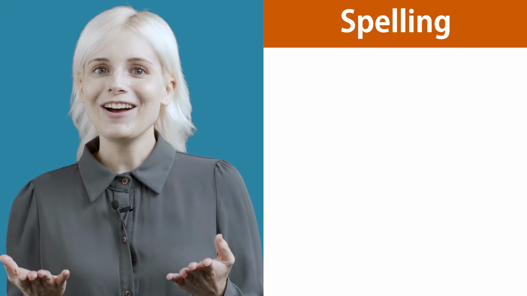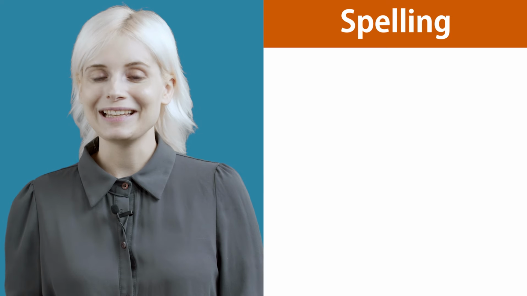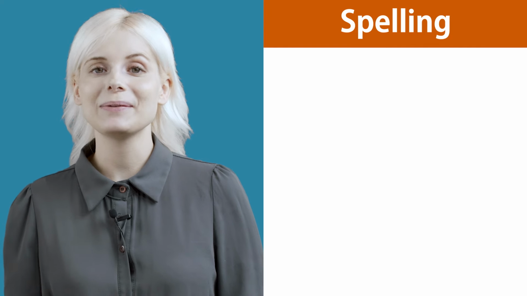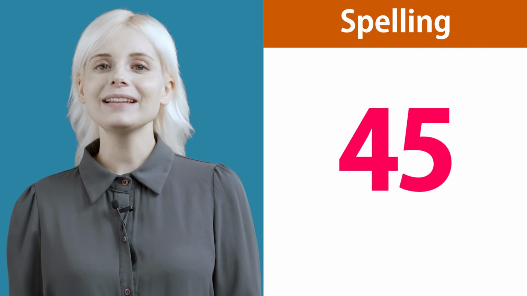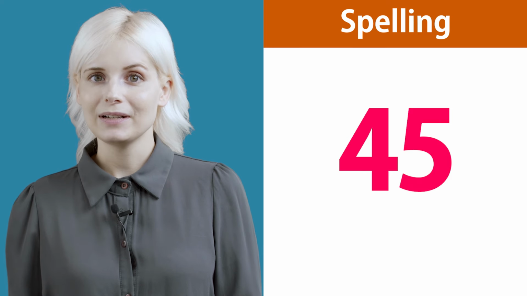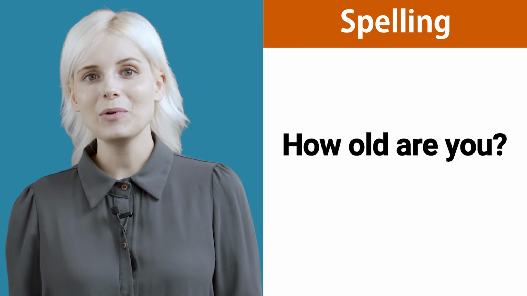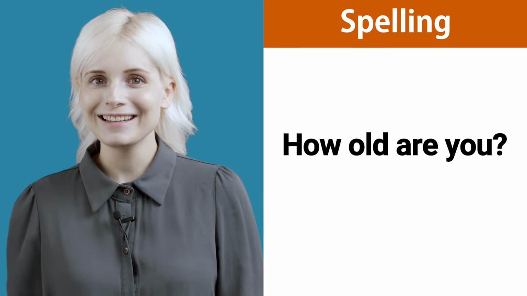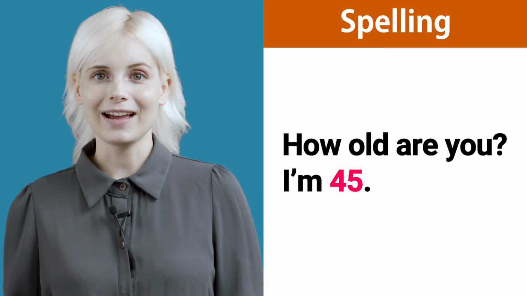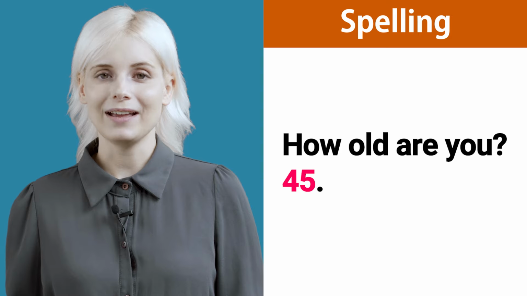I just want to talk a little bit about spelling. Part of learning English numbers is also learning about the spelling. Let's look at a number like 45. Normally, you just write the number. For example, on a form or document, you might see the question, "How old are you?" You just put, "I'm 45," or 45.